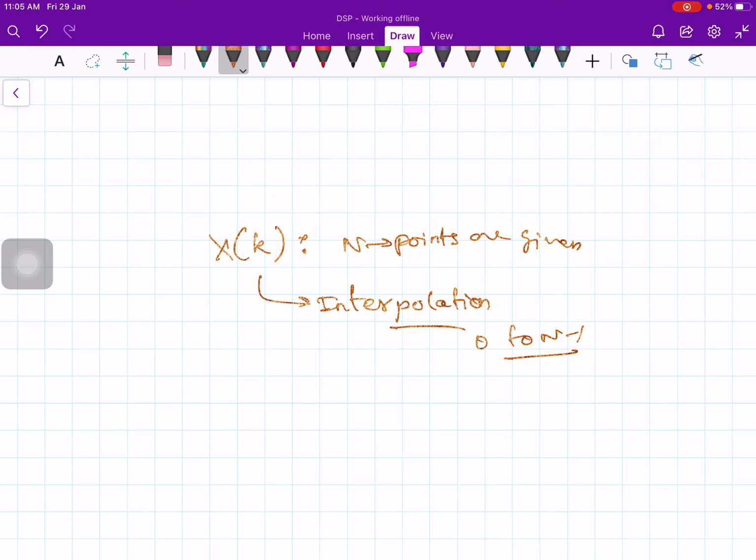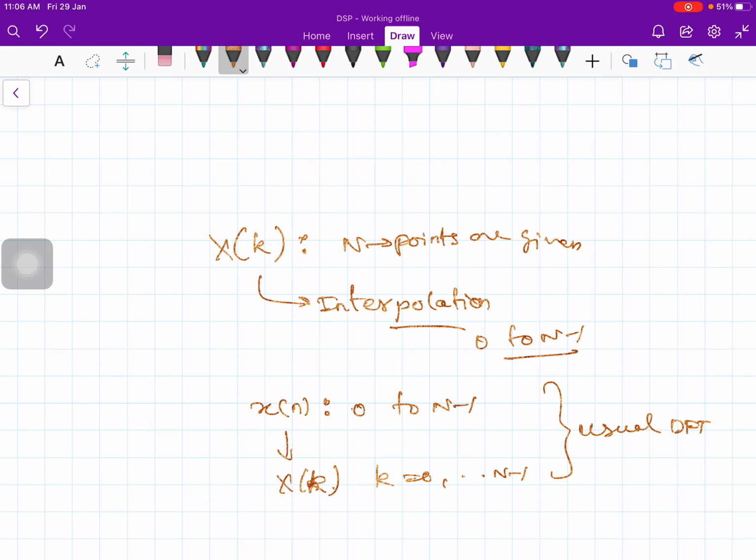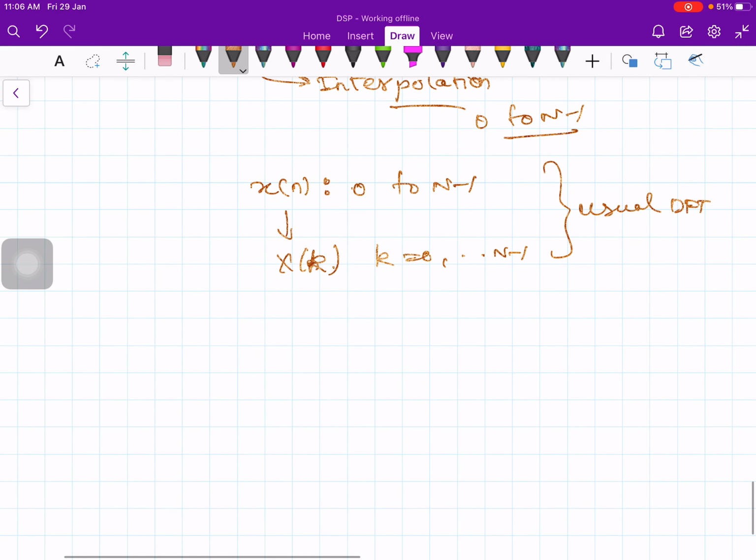Okay, so using DFT, suppose your x of n, the time domain sequence, exists from 0 to N minus 1. And you wish to compute from this x of k, that is the N point DFT, where k goes from 0 to N minus 1. So this is the usual DFT. No problem, you can use a finite sum formula and you can find it out. So x of n is from 0 to N minus 1 and x of k is also from 0 to N minus 1. This is the usual DFT.